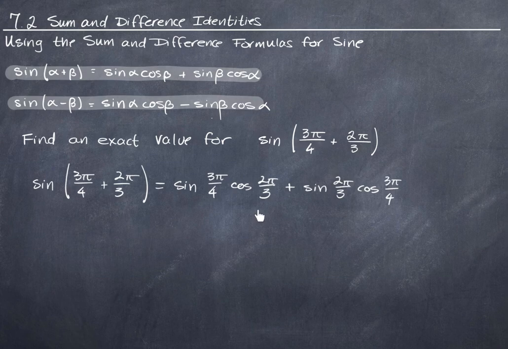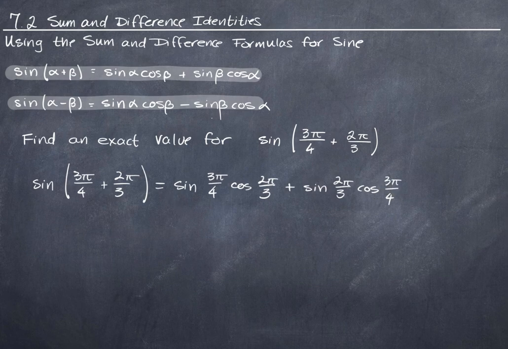Cosine of 2 pi over 3: 2 pi over 3 is in quadrant 2, but cosine is not positive there. So when you work out what this value is, the cosine of the reference angle pi over 3, it's actually going to be negative. And 3 pi over 4 is also in quadrant 2. Cosine is not positive there, so this value will have the same numerical value as the cosine of pi over 4, but it will be negative.